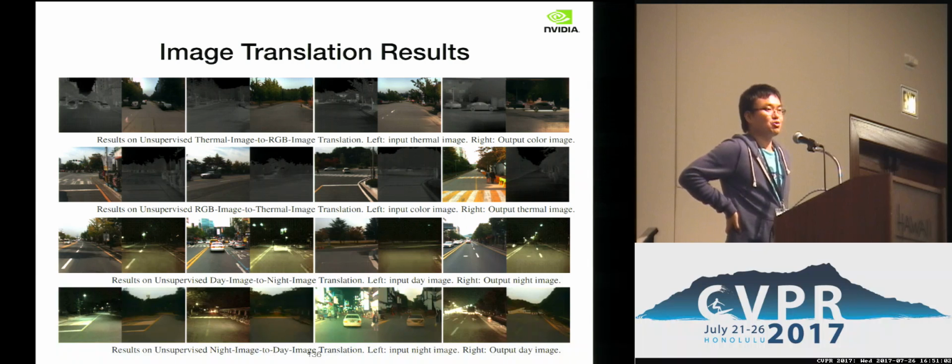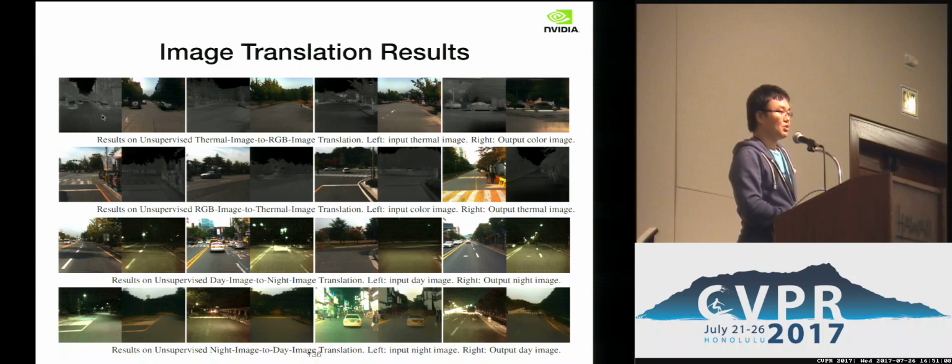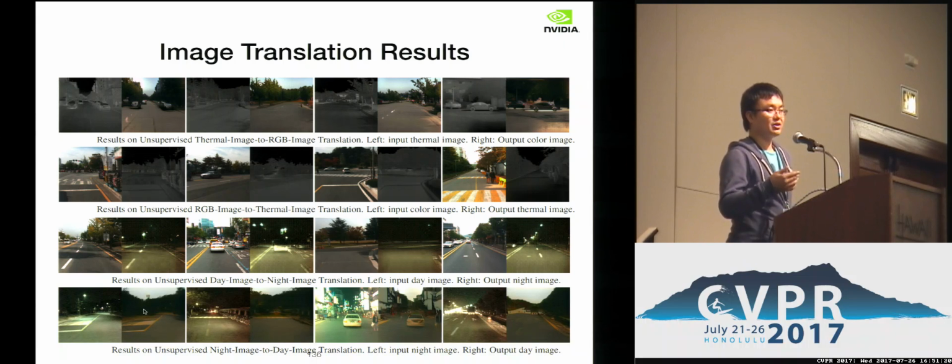We are quite interested in street scenes, so most of the results are on street scenes. Here are the thermal IR images, and we were able to translate them to color images in an unsupervised way. And again, from color we can translate to thermal, and daytime to nighttime, and nighttime to daytime.